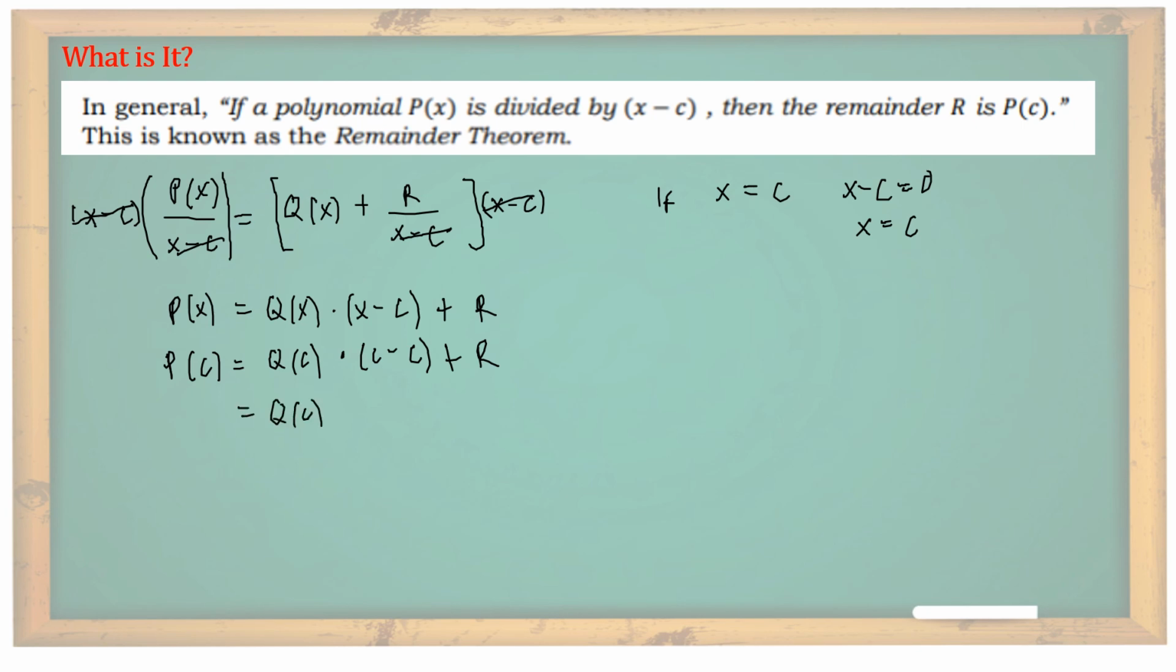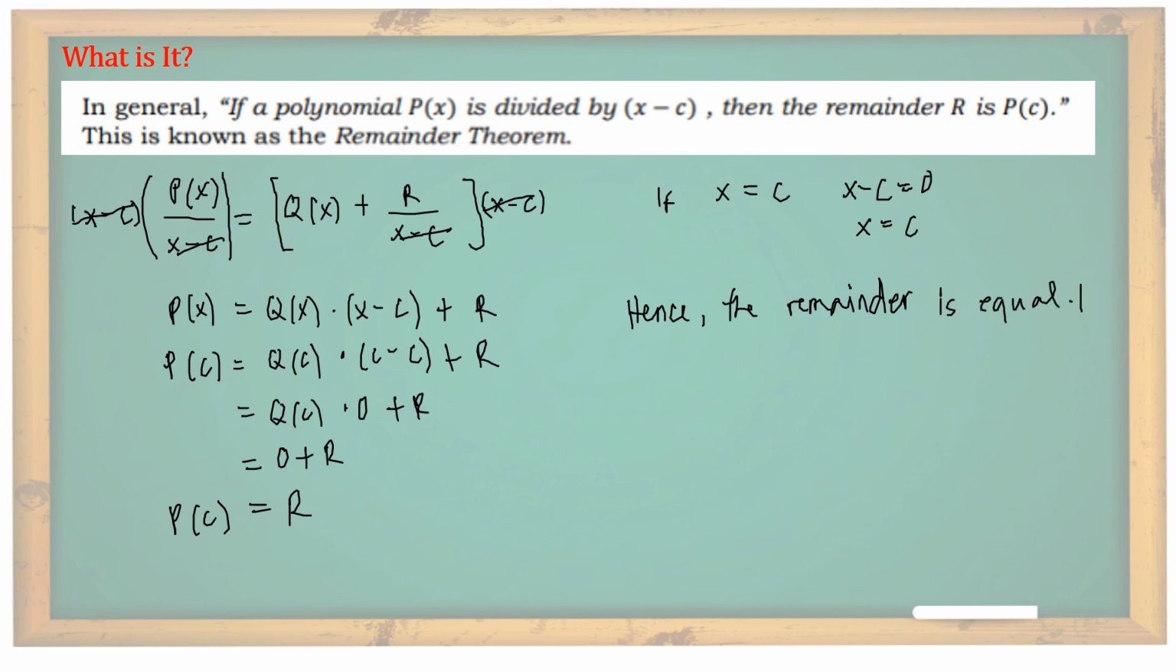So, q of c times 0 plus r. And q of c times 0 is 0. So, 0 plus r is equal to r. So, p of c is equal to r. So, hence, the remainder is equal. Okay, sulat ko dito ha. Hence, the remainder is equal to p of c.